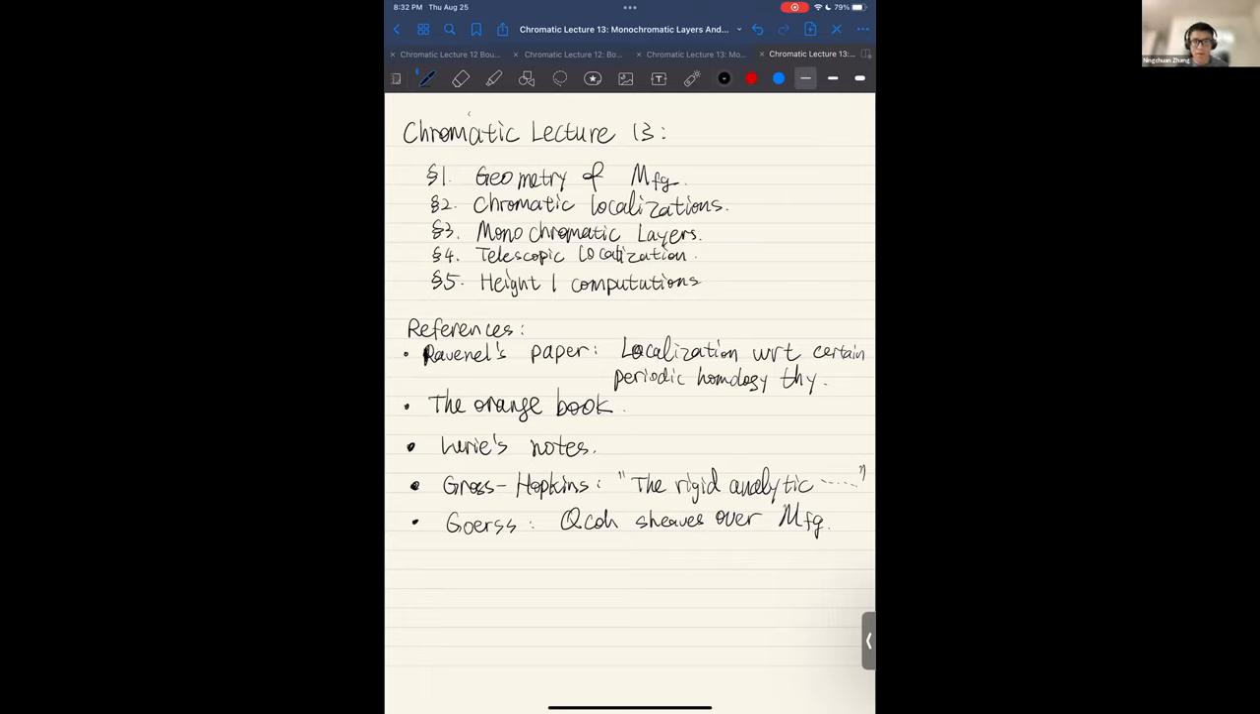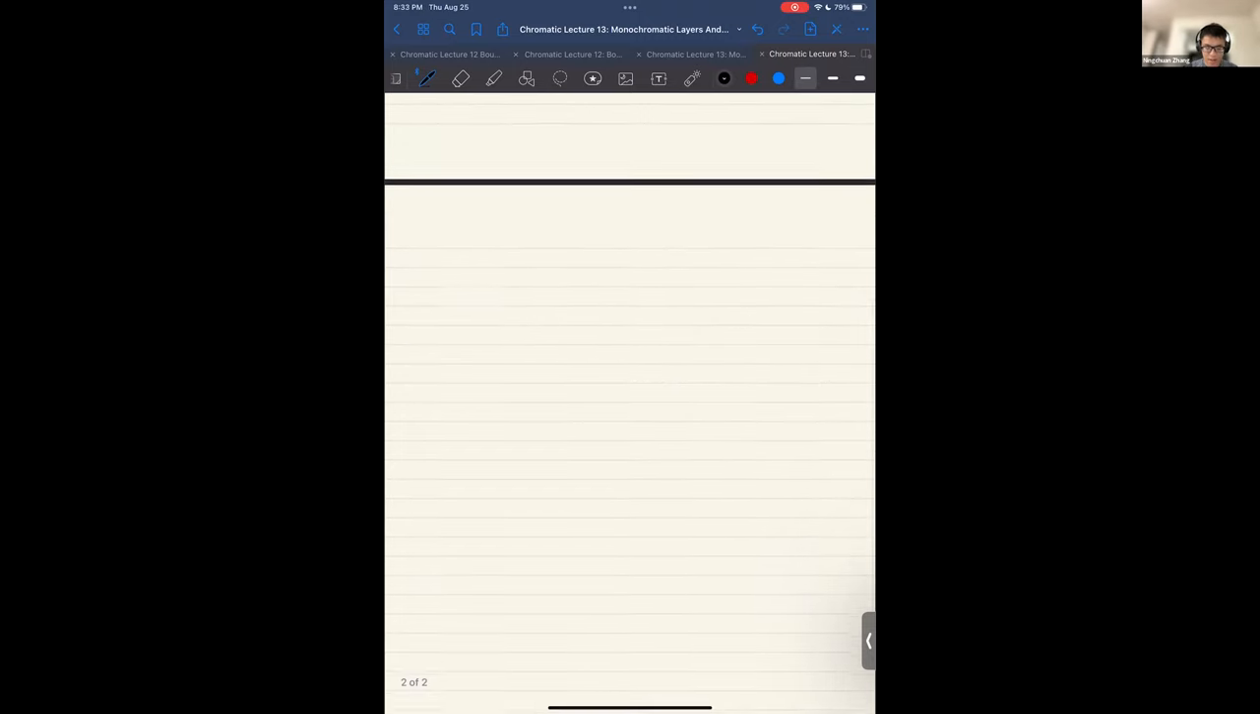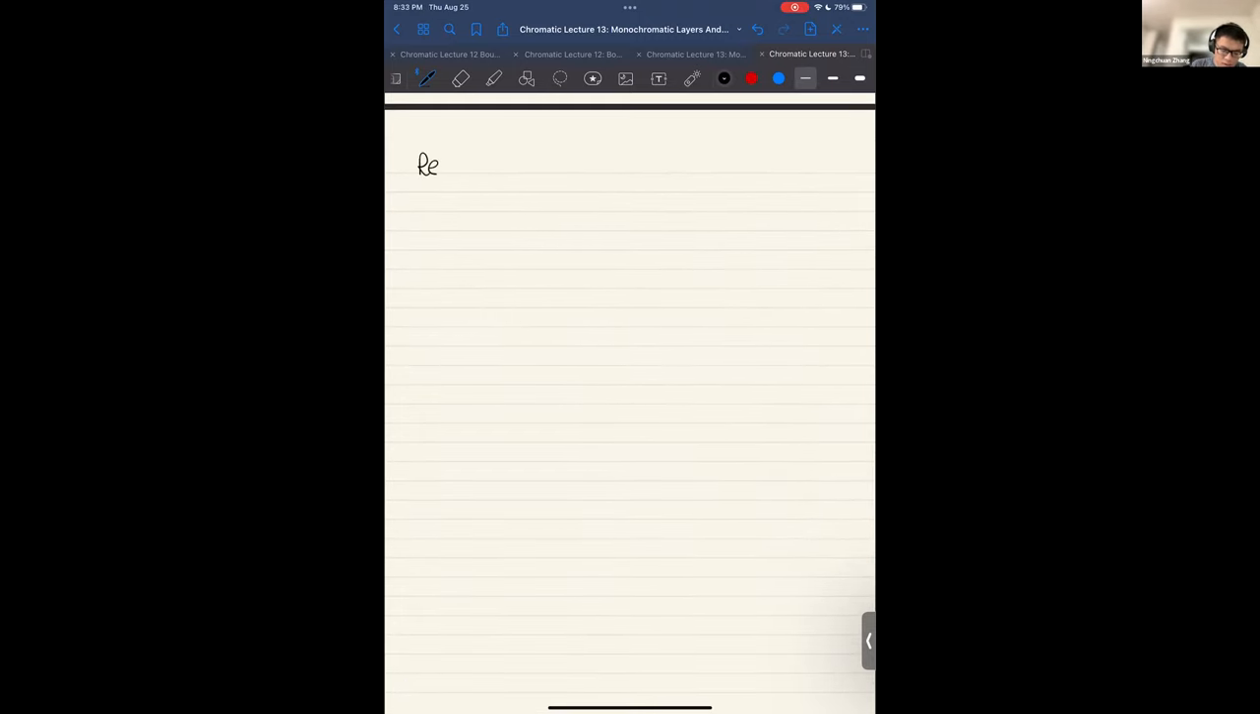I don't know if you can see them, if you joined just now. Okay, before we start on the moduli stack of formal groups, let's recall where we left off yesterday. At the end of yesterday's lecture, we stated the fracture square. We have this theorem: for any spectrum X, there's an arithmetic fracture square.